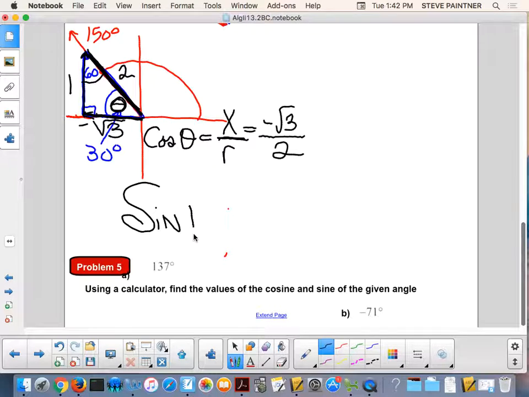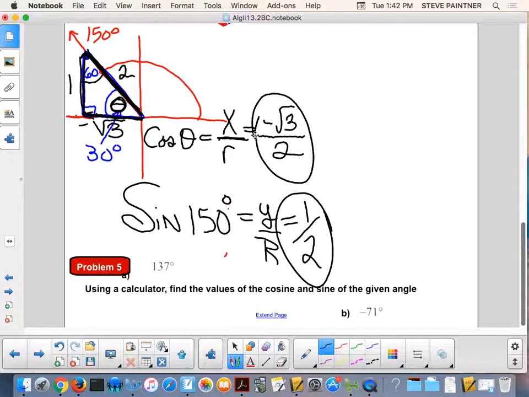Sine of theta. You know what? I shouldn't be saying theta because it's 150. Sine of 150. Molly, do you know it? No. Okay. Hey guys, what is sine again? Opposite over hypotenuse. Or the y value over the radius. You can say y over r. Okay? What's y? 1. What's r? 2. There's your answers. Okay?